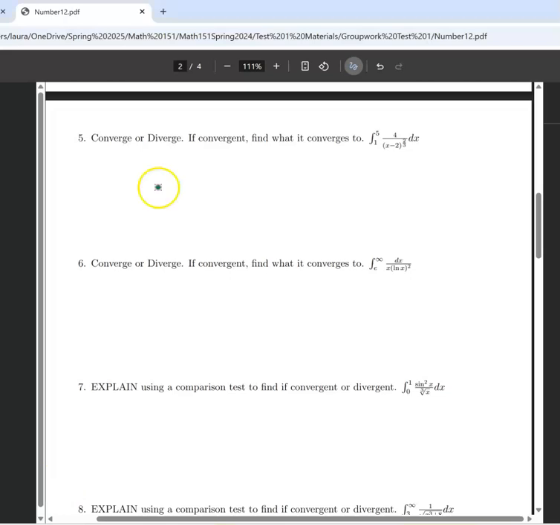So I want to make sure you compare and contrast. See, this just says converge or diverge. This one says comparison test. So you cannot use a comparison test on this one. You have to go and do it. So remember, for an improper integral, you're looking for a plus or minus infinity in the limits of integration.